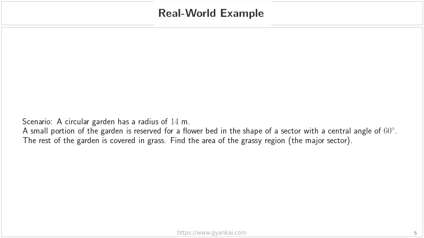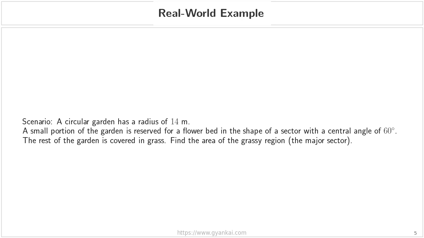Real-world example. Now that we have covered the theory and the formulas for both sectors and segments, let's put everything we've learned into a real-world example. Imagine you are a landscape designer. You have a circular garden with a radius of 14 meters.